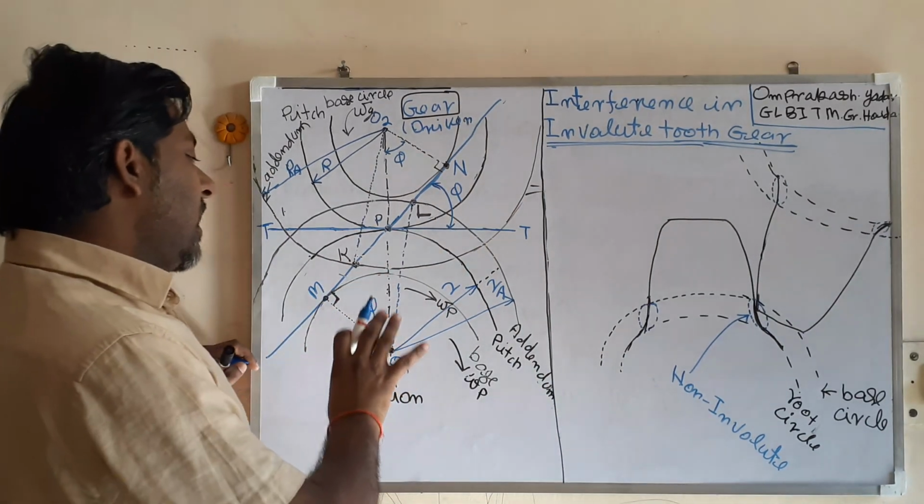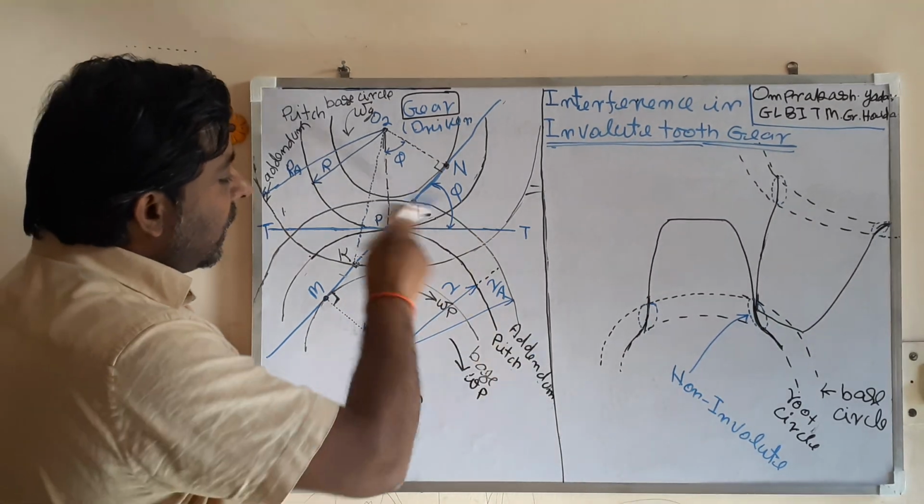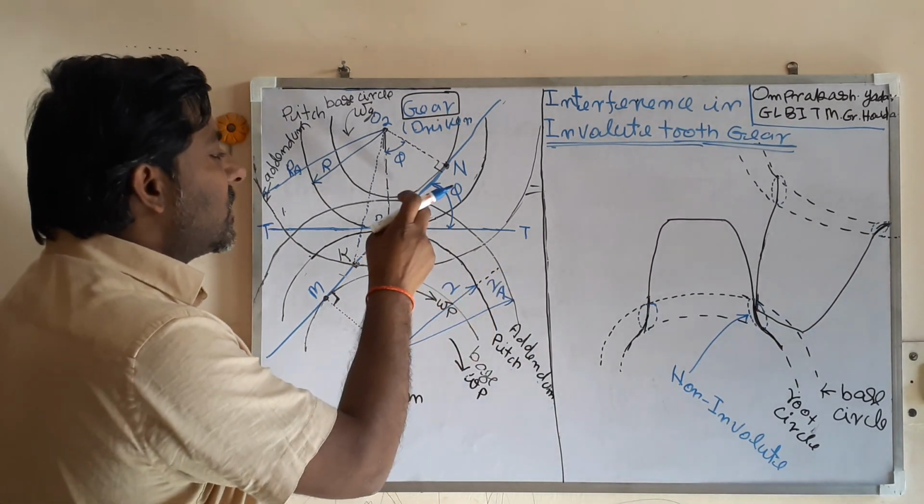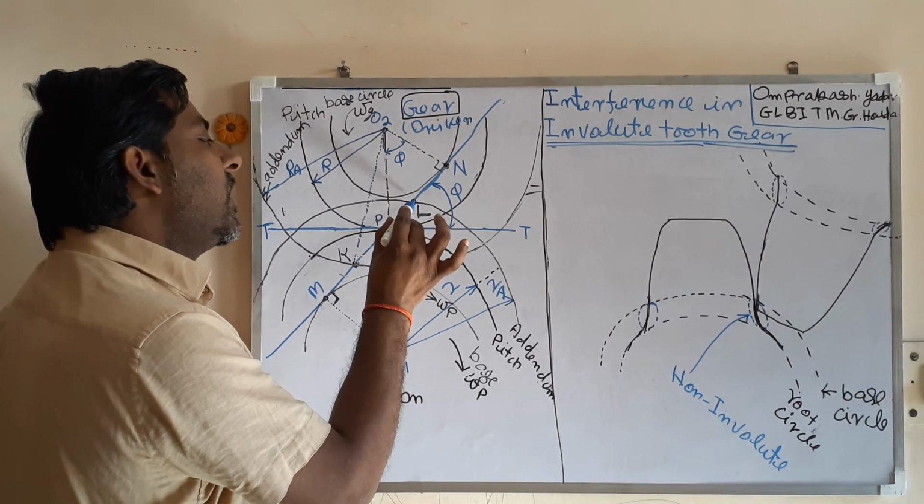Similarly, we can say that as the addendum circle radius of the pinion increases, this point L, the end of engagement, will shift.